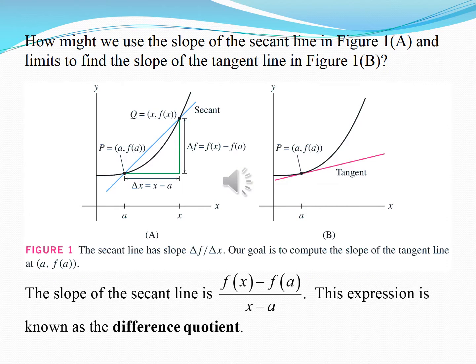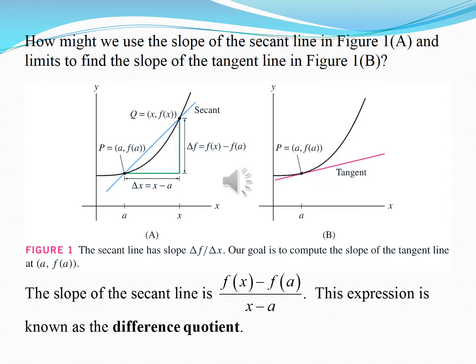How might we use the slope of the secant line in Figure 1a and limits to find the slope of the tangent line in Figure 1b? As you see here in Figure 1a, you have a secant line. It's a line that passes through 2 points on the curve. When point Q moves towards point P, at a certain time these 2 points will overlap. At that point, the secant line turns to become the tangent line.